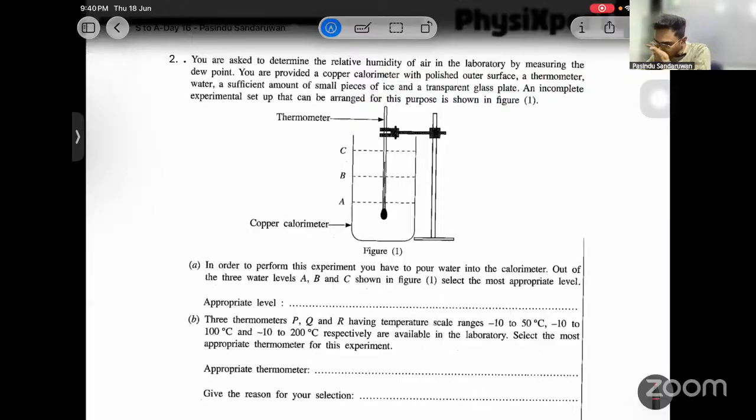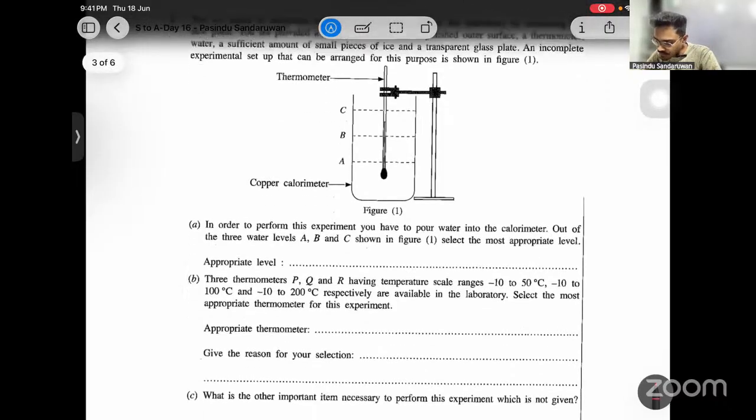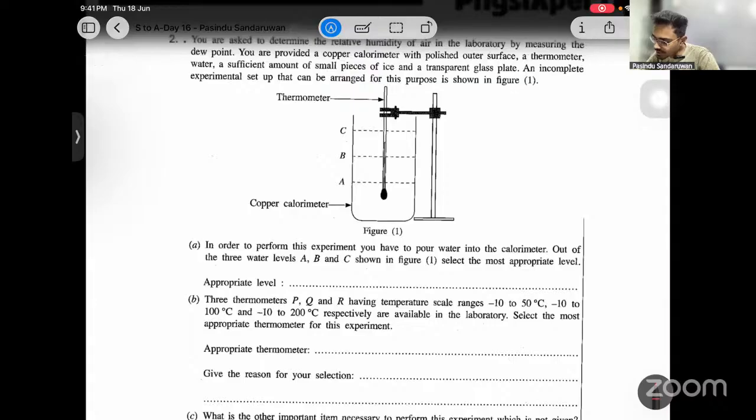You are provided a copper calorimeter with polished outer surface, a thermometer, water, a sufficient amount of small pieces of ice. They are called ice chips. Small pieces of ice and a transparent glass plate. An incomplete experimental setup that can be arranged for this purpose is shown in figure 1. Part A. In order to perform the experiment, you have to pour water into the calorimeter. Out of the 3 levels A, B, C shown in figure 1, select the most appropriate level.